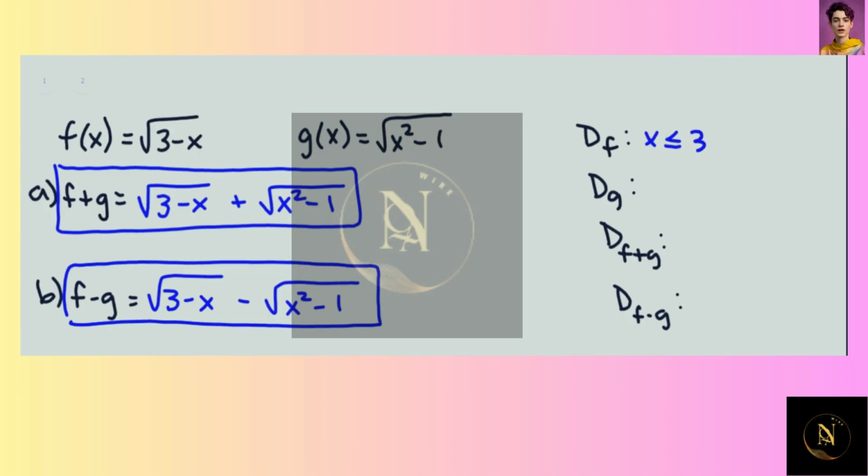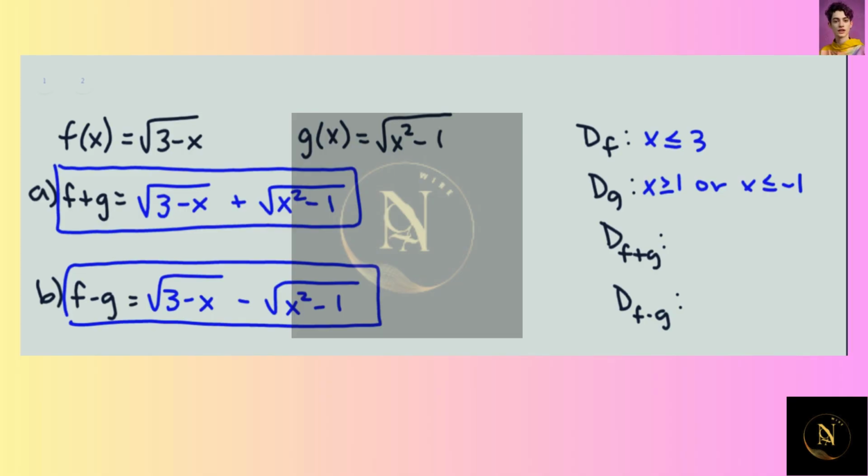What about the domain of g? Same idea. Inside the radical, we have to have 0 or a positive. That will happen if x is 1 or greater, or if x is negative 1 or smaller. So the domain of g is x is greater than or equal to 1, or x is less than or equal to negative 1.